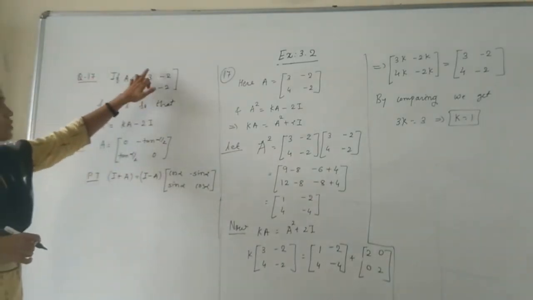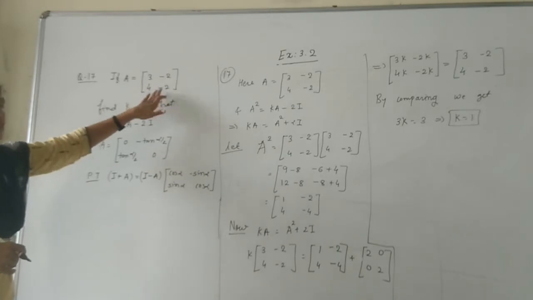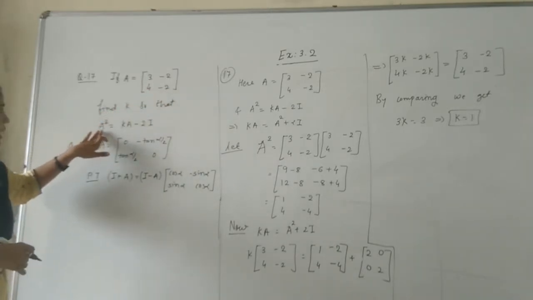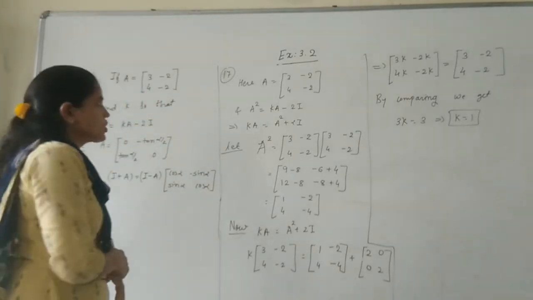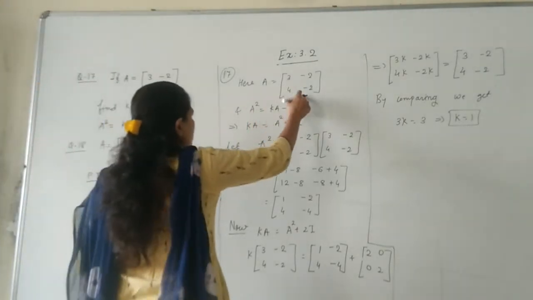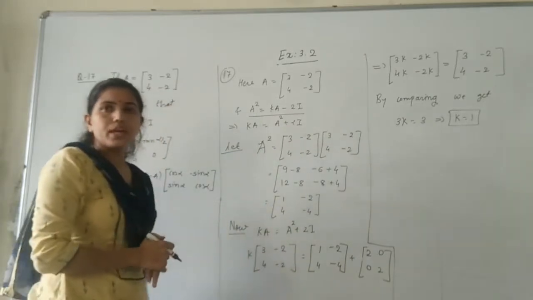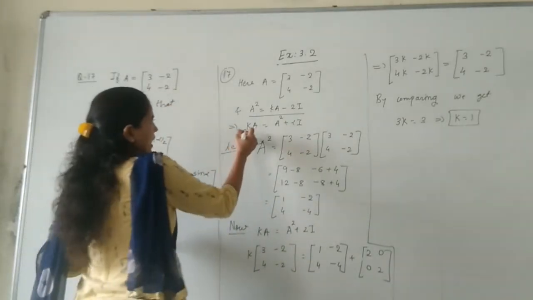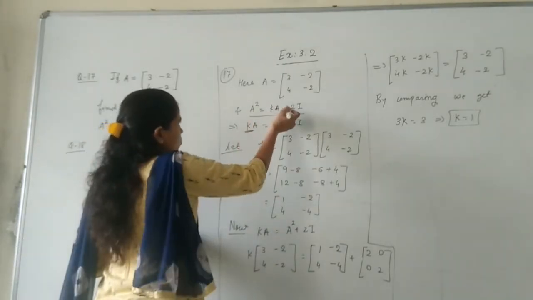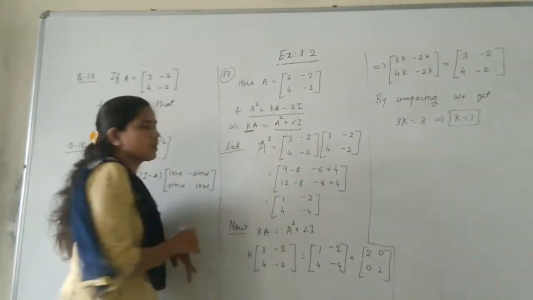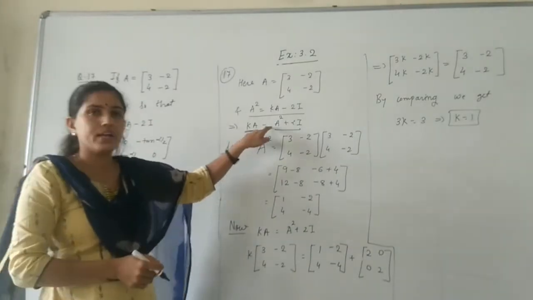If A is equal to [3, 4; -2, 2], then find the k so that A square is equal to kA minus 2I. So let me understand this question. Here A is equal to this and A square is equal to kA minus 2I. So we have to find out k. So I am formulating kA, so kA equals A square plus 2I.